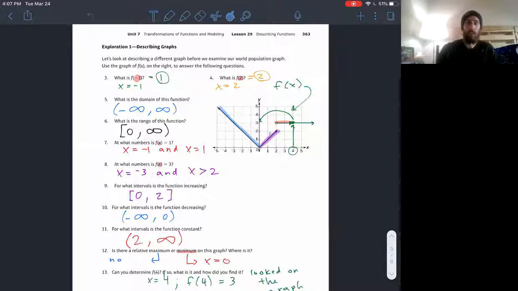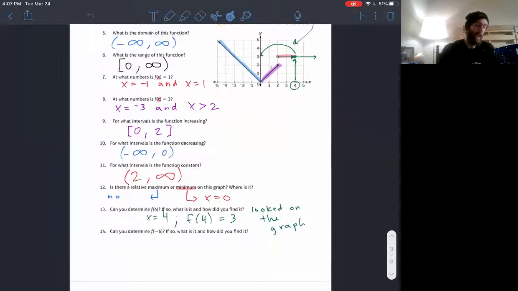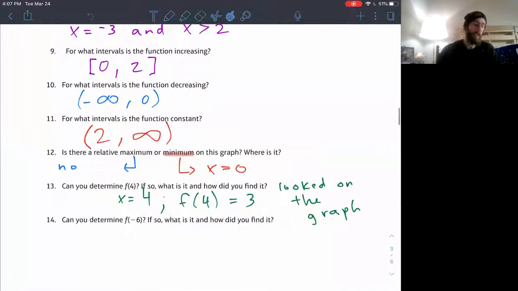This is an extension of today's lesson on page 363. Today, during our session, we went over numbers 3 through 13, but now I'm going to go over number 14. In this problem, we were asked to determine f of negative 6, or can we determine f of negative 6? And if so, how could we find it?